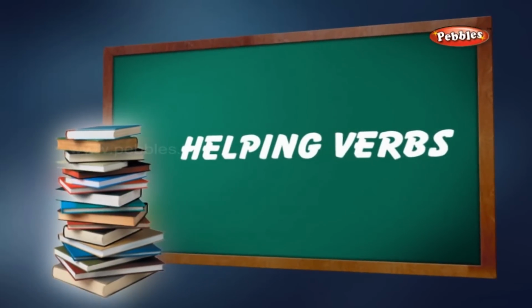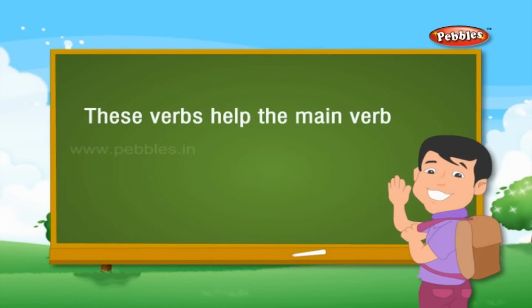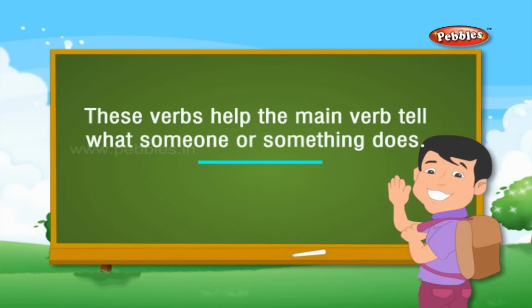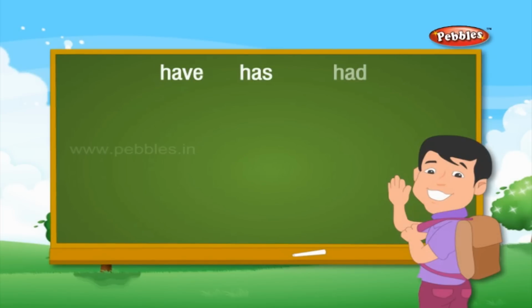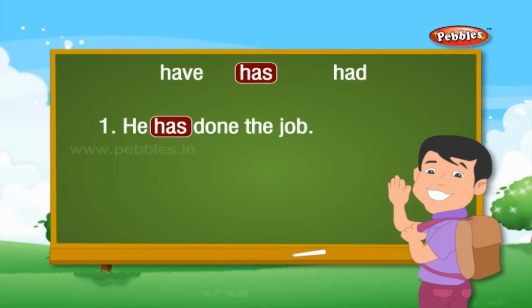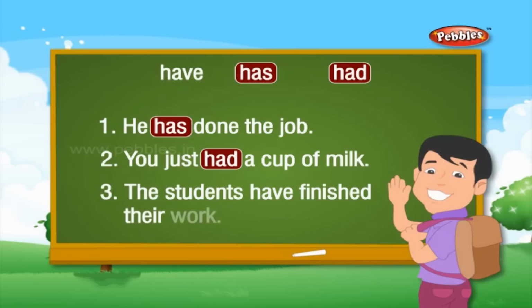Helping verbs. These verbs help the main verb tell what someone or something does. Example: have, has, had. He has done the job. You just had a cup of milk. The students have finished their work.